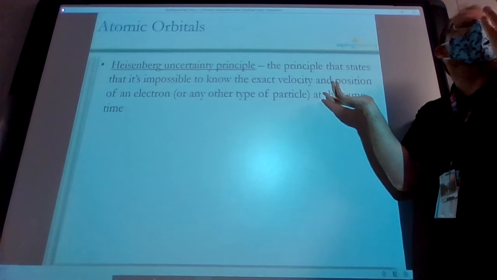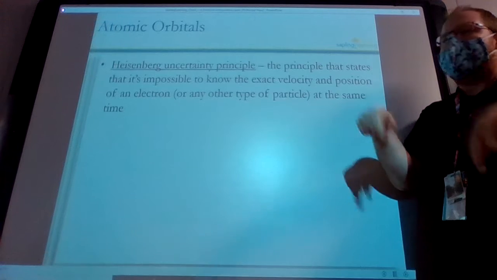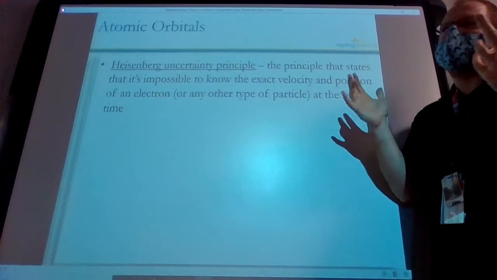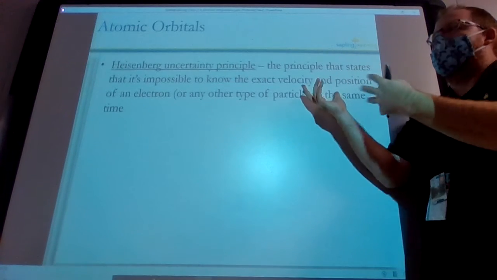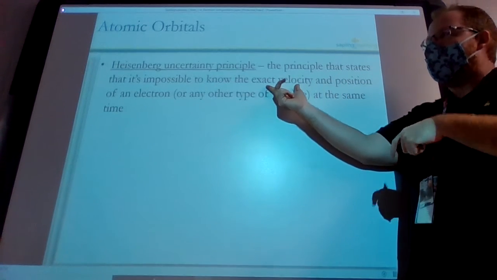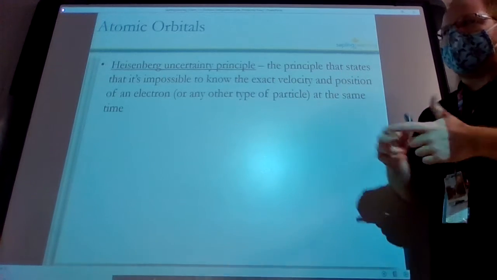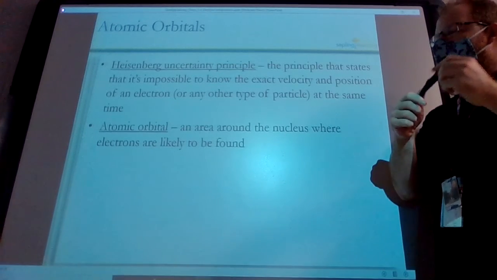Maybe one day in the future, we can overcome this and figure out both of them. But right now, today, with the technology we have, as advanced as it is, and as much as we know, we at least know that we can't know both of these. If we know the velocity, we don't know the position. If we know the position, we don't know the velocity. So that is the Heisenberg uncertainty principle.